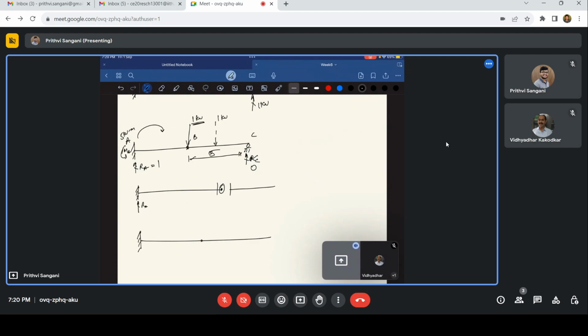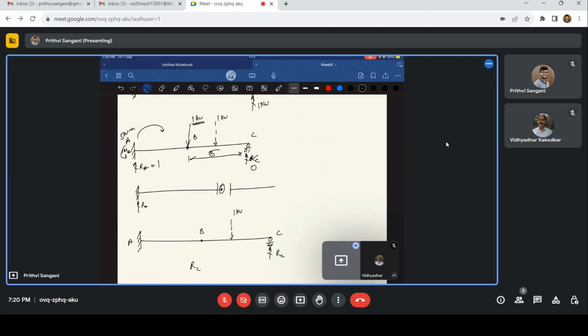You have this, and this is my 1 kilonewton. This is C, A, B, and C. So what is going to happen here? In this case, we'll follow the same principle. So let us say this is RC. RC is the one which is majorly of concern, because at B the moment should be 0.